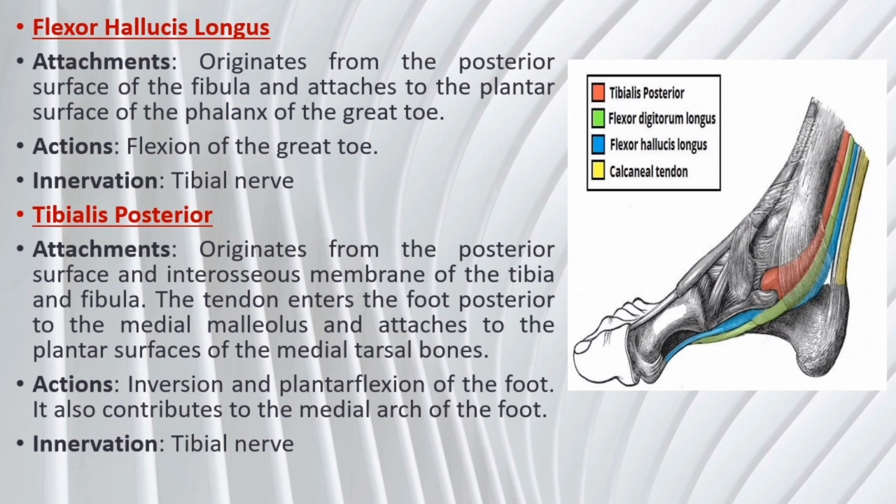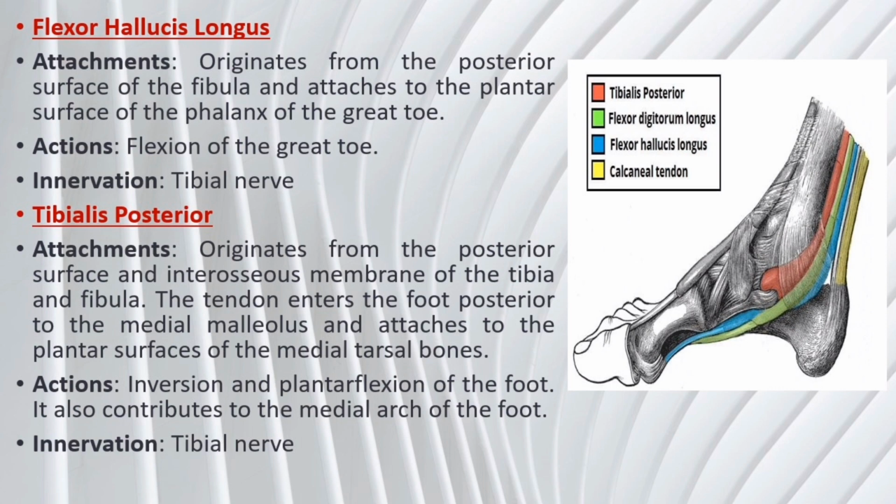Flexor hallucis longus. The flexor hallucis longus muscle is located laterally within the posterior compartment. This is slightly counterintuitive, as it is the opposite side to the great toe. Attachments. Originates from the posterior surface of the fibula and attaches to the plantar surface of the phalanx of the great toe. Actions. Flexion of the great toe. Innervation: tibial nerve.